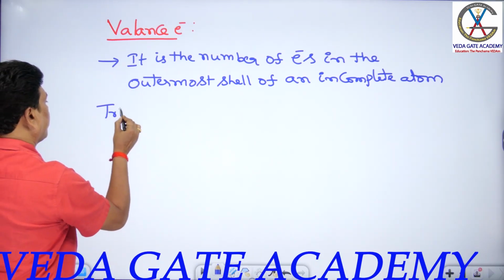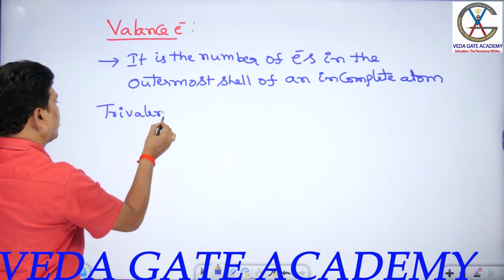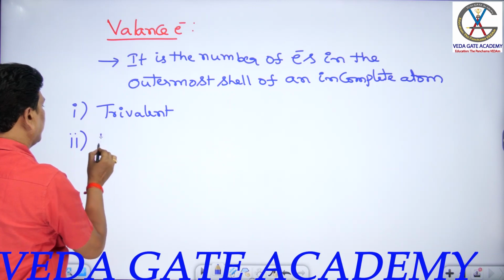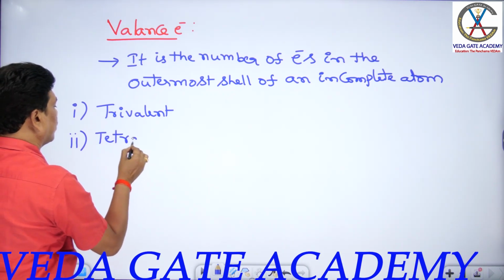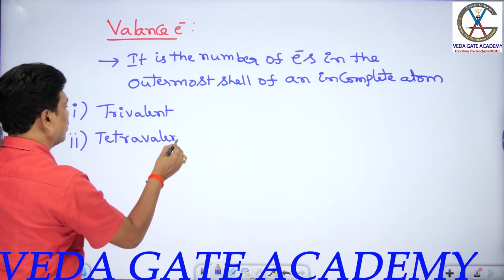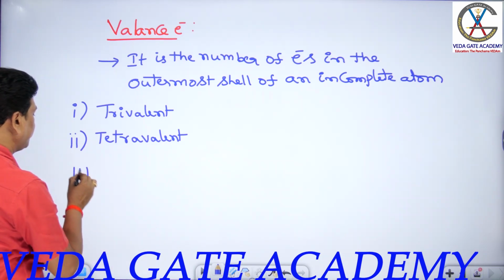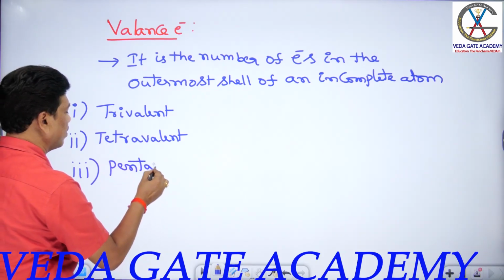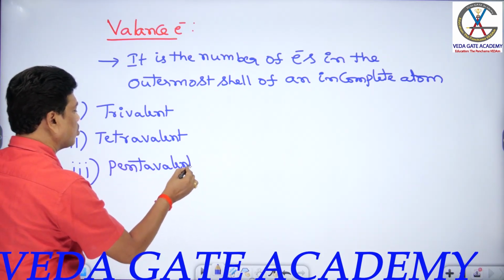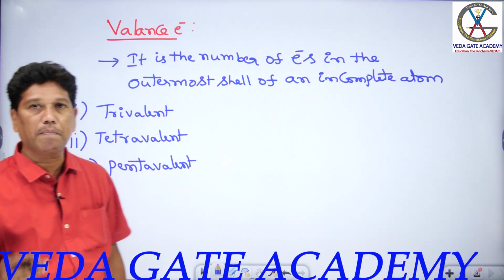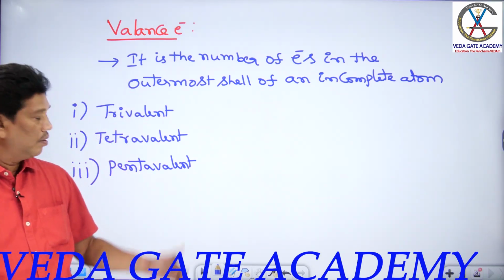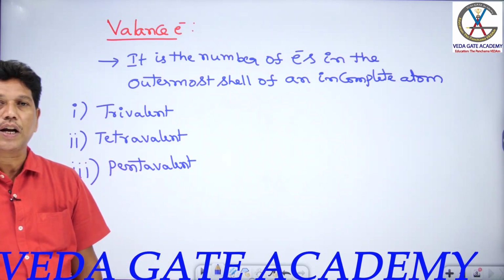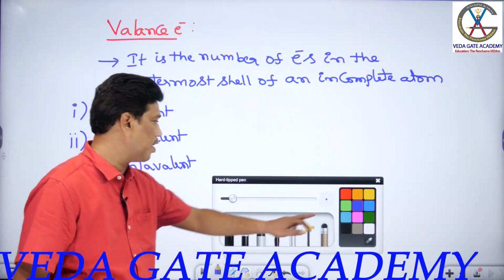One of them is trivalent. One more is tetravalent. One more is pentavalent. So, students, depending on the number of valence electrons, there are 3 classifications of atoms: trivalent, tetravalent and pentavalent.